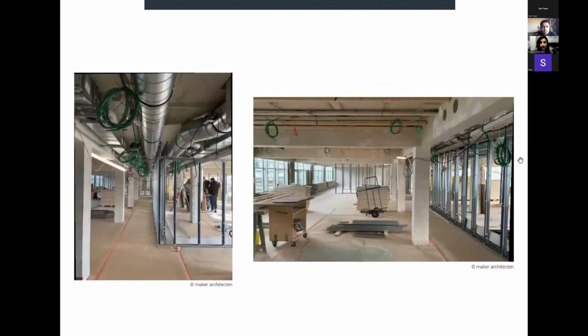This is a picture taken during the construction of the interior space. As you see in the picture, the central horizontal shaft has all the technical installations, and the office spaces are enclosed around it.